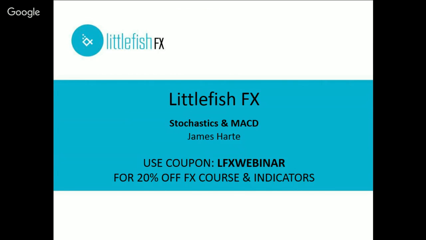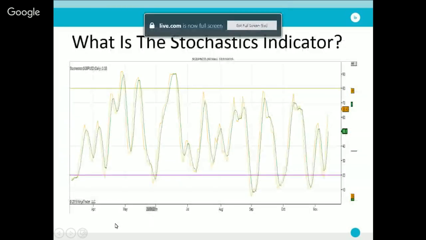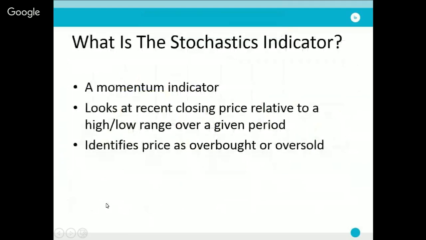So first of all, what is the stochastics indicator? The stochastics indicator is a momentum indicator which has a structural reference, and it's looking at the most recent close compared to the high and low over a certain period. So the indicator measures momentum in the market, and it also signals momentum as being overbought or oversold.